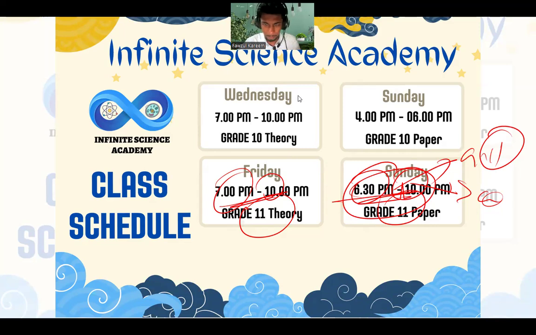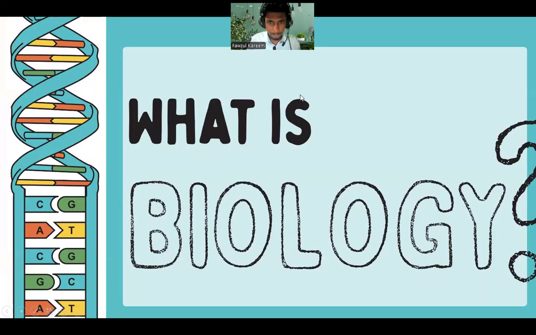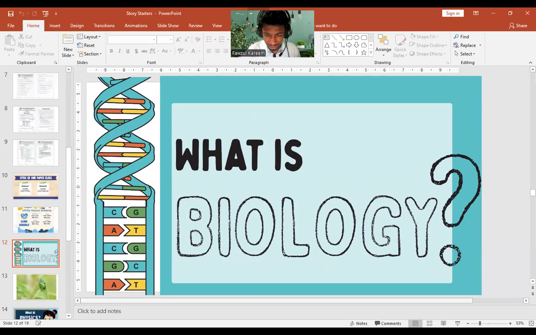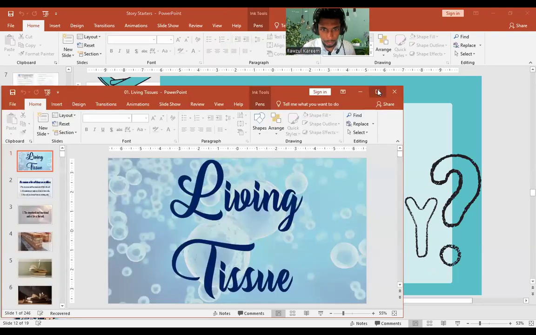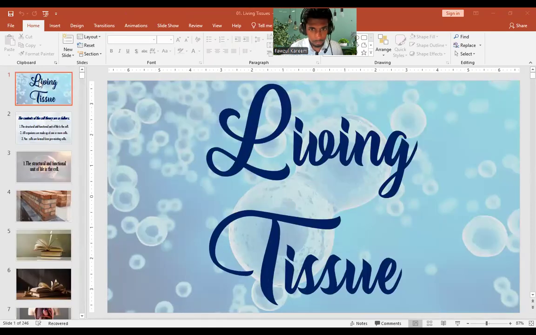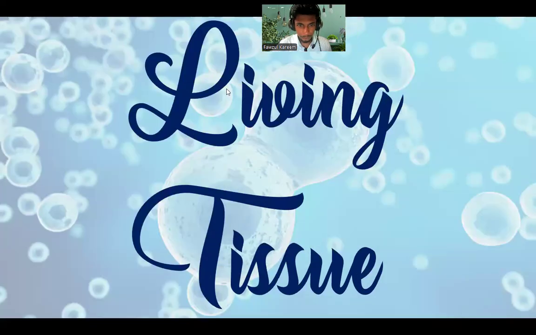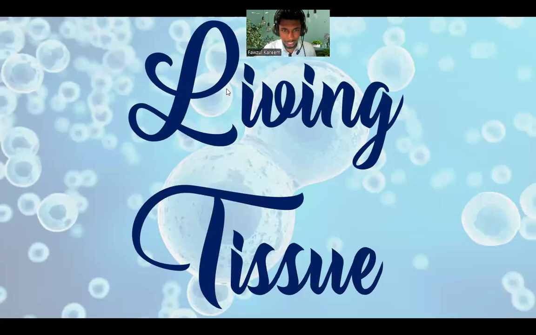What is the structure of the paper class? Okay. So today, there's no need to explain what is biology, what is chemistry, because you are grade 11 students, right? So we'll move to the theory directly. Living tissues. Okay.